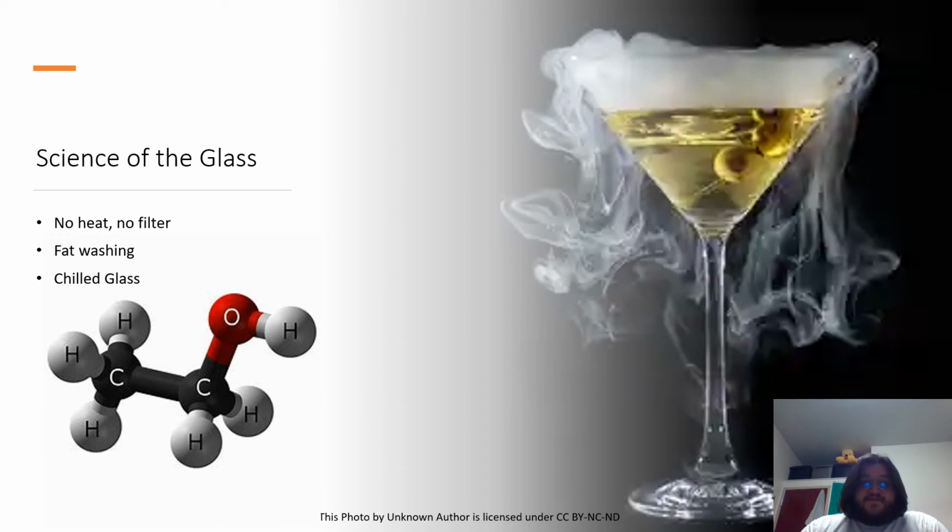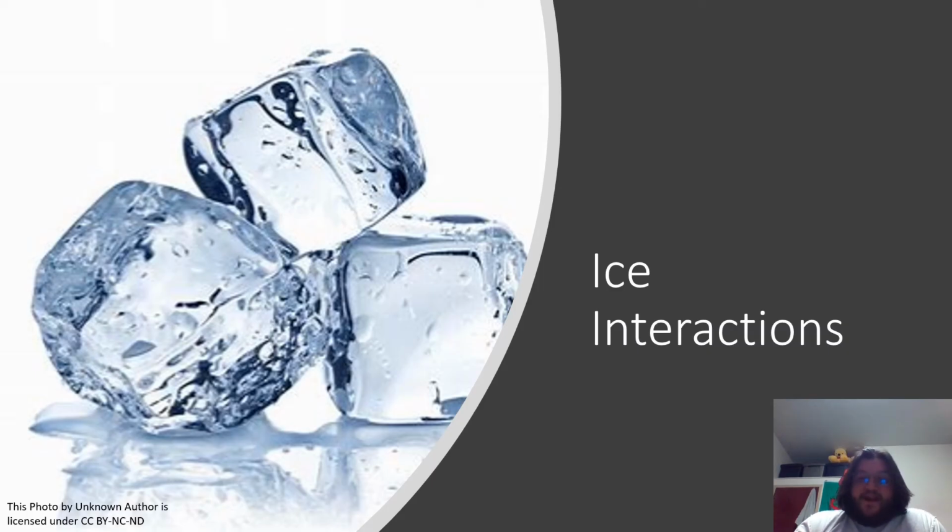Fat washing entails covering the bottom of the glass in, say, butter or oil. This causes the alcohol molecule to orient in a certain direction because the alcohol molecule is both polar and nonpolar. This will extract different flavors from within the ingredients and the alcohol itself. A chilled glass serves to cool the drink without diluting it. Ice is another very important aspect to these cocktails. Different sizes and shapes serve to dilute and cool it differently.